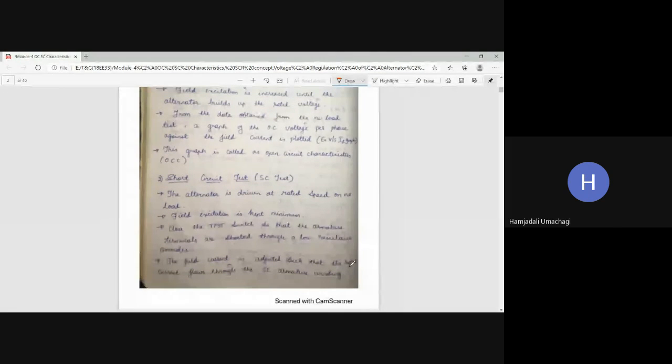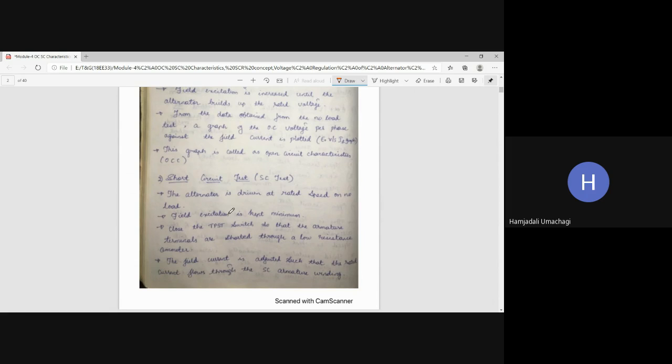Okay. So see that for the short circuit test, the alternator is driven at rated speed on no load. So the alternator is driven at what? Rated speed, and that too on the no load condition. Field excitation is kept minimum. Field excitation means the IF value is kept minimum.